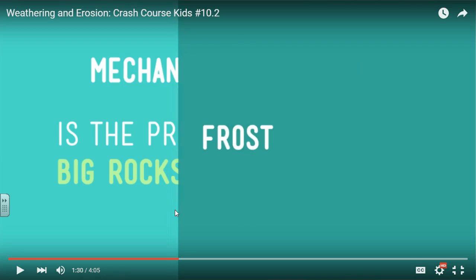So we're going to talk about mechanical weathering and chemical weathering here in a little bit. You'll also hear mechanical weathering called physical weathering.